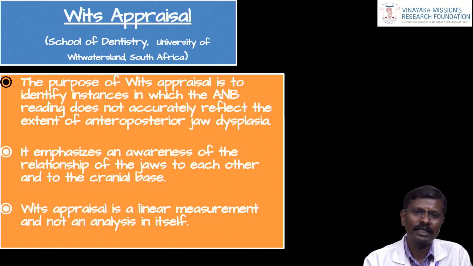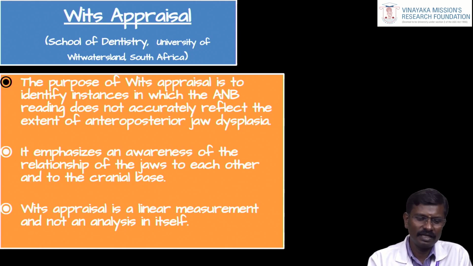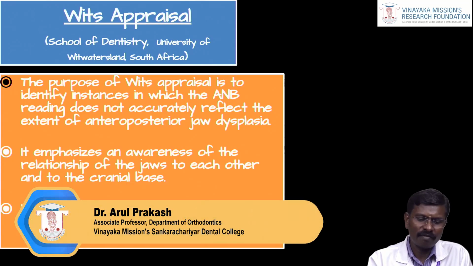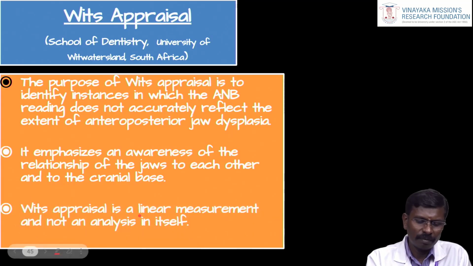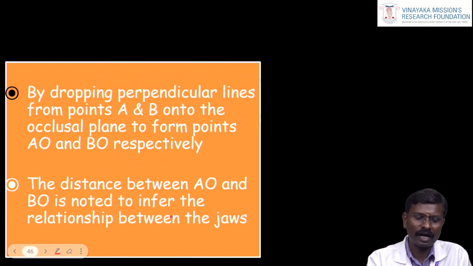In Steiner's, they had compared maxilla to the cranial base and mandible to the cranial base. So in this analysis, they will compare both the maxilla and mandible, comparing maxilla to the mandible, how much of dysplasia is there between each other. This emphasizes an awareness of the relationship of the jaw to each other and to the cranial base. The width appraisal is a linear measurement, it is not an analysis by itself.